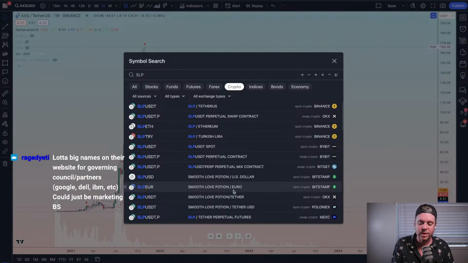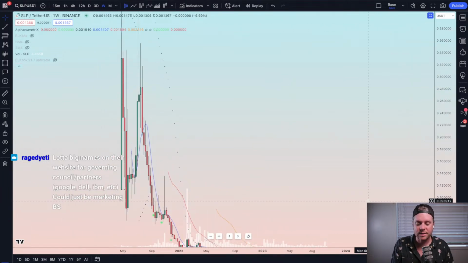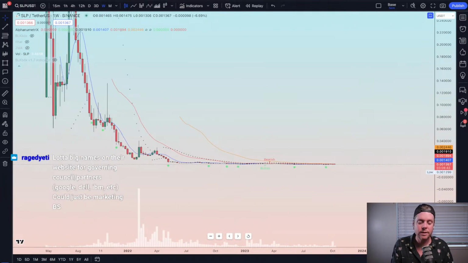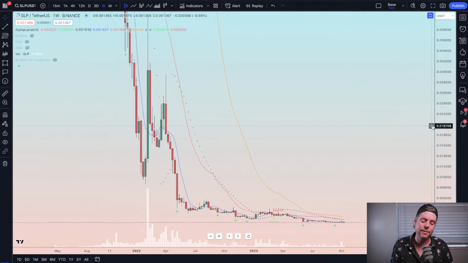Let's take a look at SLP, which has infinite supply. It's going to be much more down only. SLP is completely flatlined. Until Axie Infinity, I think Axie's dead.